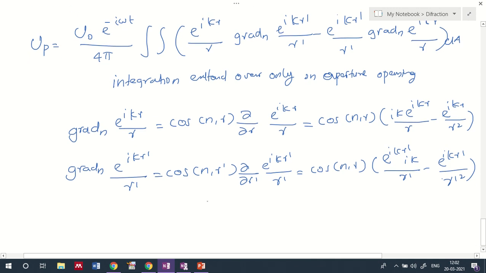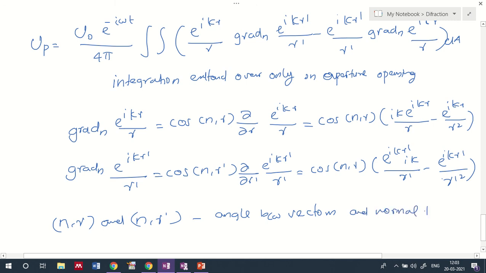So what is n r dash and n r? Okay, n r and n r dash are denoting the angle between the vectors and the normal to the surface of integration.